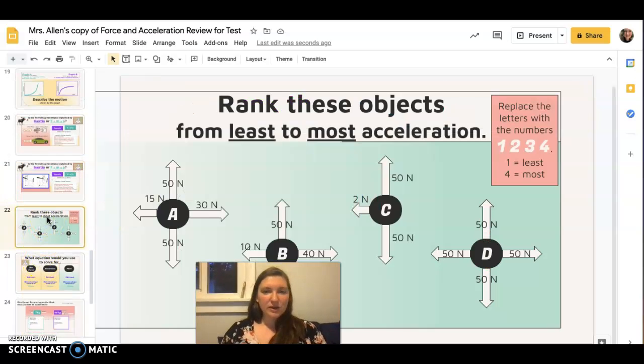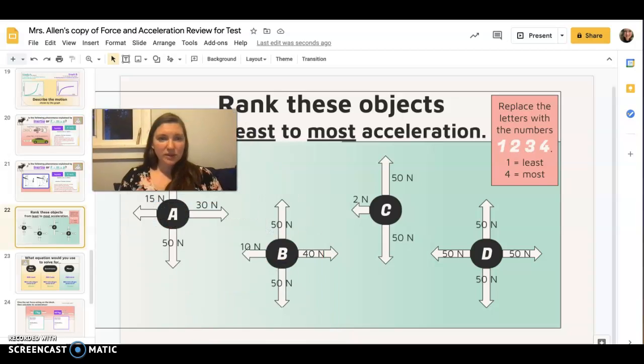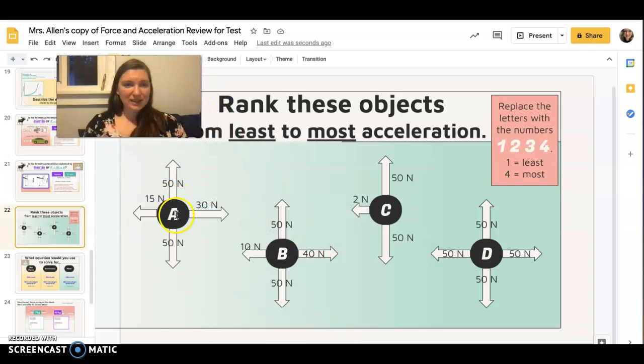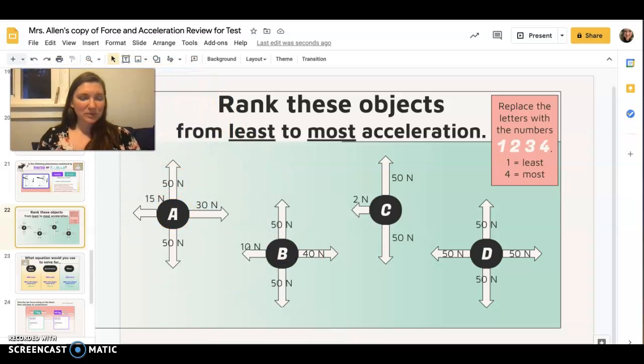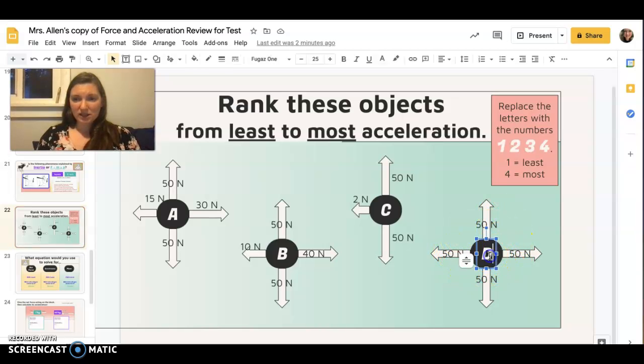All right. Rank these objects from least to most acceleration. Okay, so we are going to change the letters and numbers in here to show what's going on here. So, okay, this one is going to have no acceleration because all the forces are balanced. So I'm going to go ahead and say 1 for that one, least amount of acceleration there.